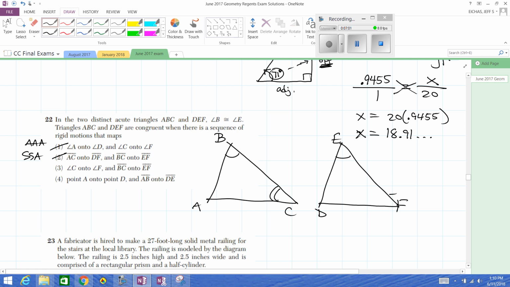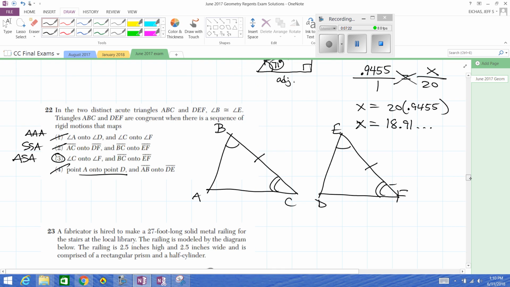Okay, angle C congruent to angle F, and BC to EF. That is angle side angle. That's one of our triangle congruence theorems. Points aren't going to be enough. They don't give us angles. So unless we have all 3 points, it's not going to work. All right, so it's choice 3.